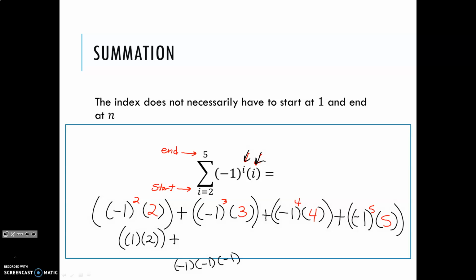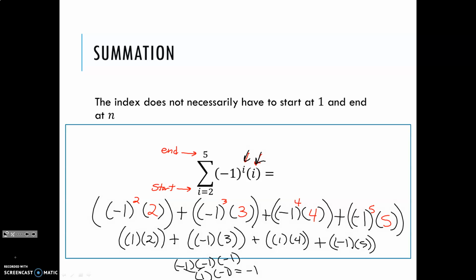times -1, well, these two negatives give me a +1, and then that +1 times a negative gives me back to a -1. So your even exponents will get rid of the negative, but your odd exponents will end up just keeping the negative there. Okay, so I have a -1 times 3 there, plus even exponent, so that's going to get rid of that 1, so it's just a 1 times a 4. Odd exponent, the negative is going to stay there, so that will be a -1 times a 5.